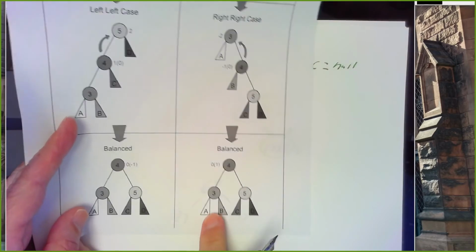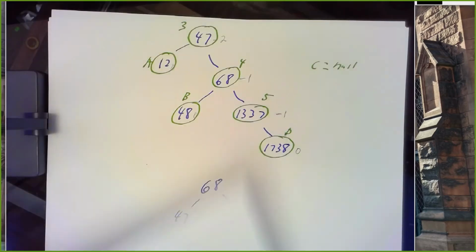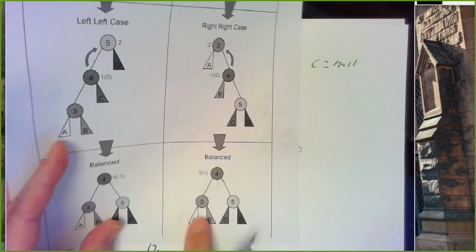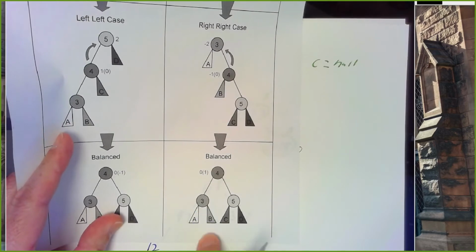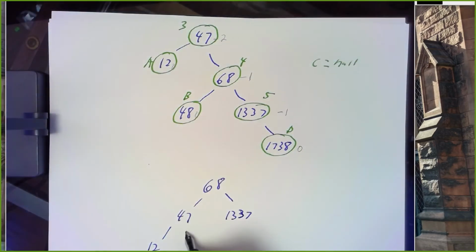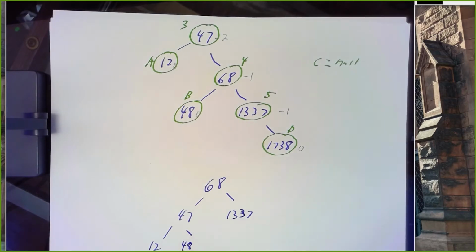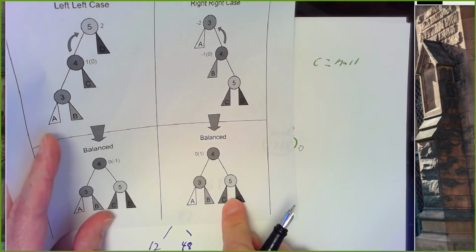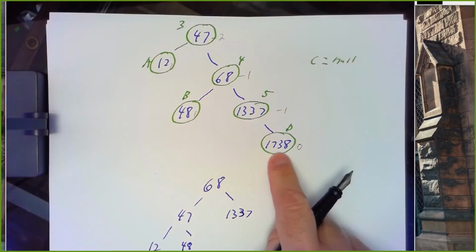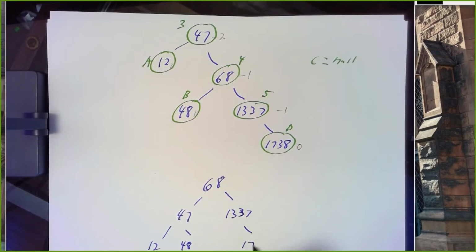And then the left subchild of 3 should be subtree A, so that's a 12. The right subtree of node 3 should be subtree B, so B is our 48, so that goes here. The left subtree of 5 is C, that's null. And the right subtree is D, which is 1738. So there's your balanced version after you inserted the 1738.